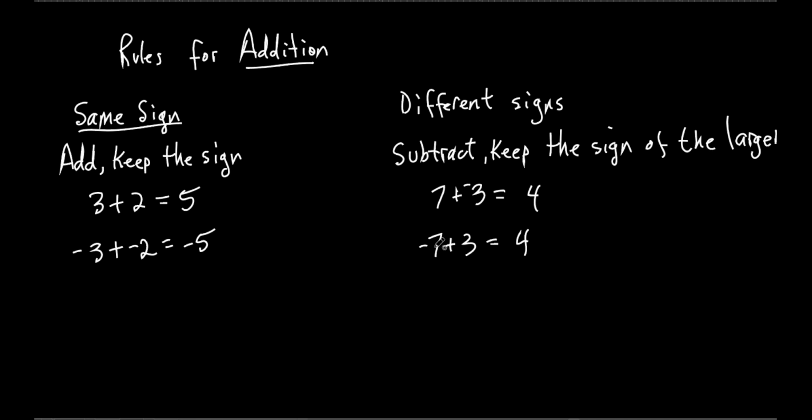7 is bigger. Now, some people that are kind of quick, and thinking ahead a little bit, say, Mr. Hamrick, this is a negative 7. That's not bigger than 3. I'm talking about the numbers without the signs. So just look at 7 and 3. What's bigger, 7 or 3? 7 is.